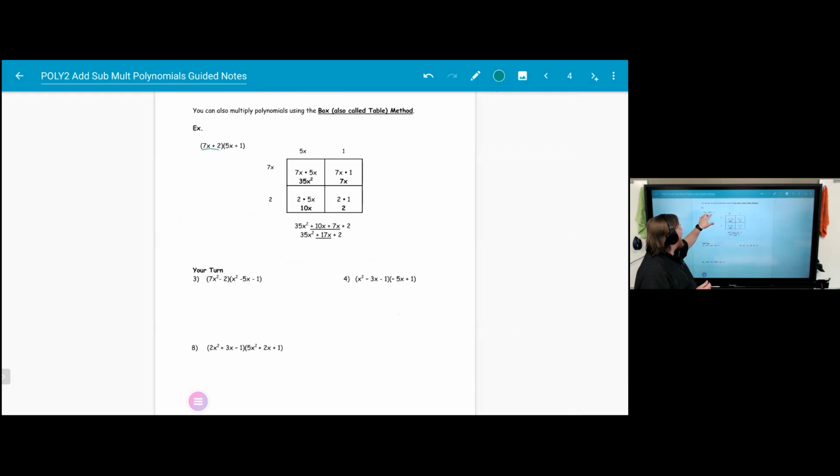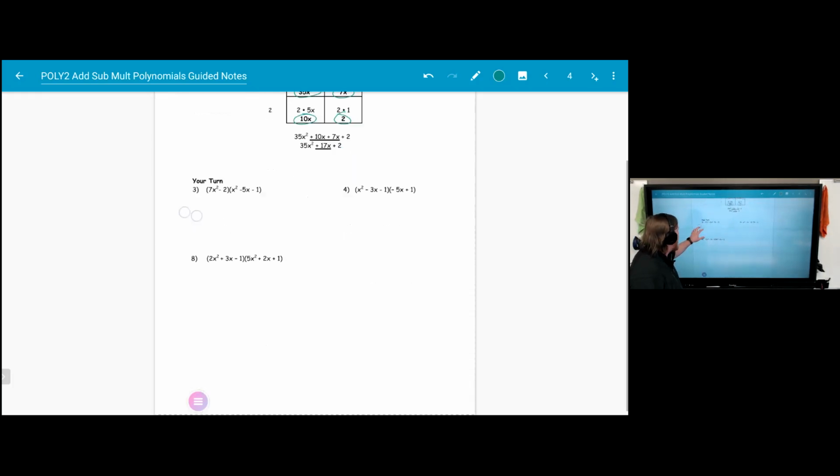But then you take your second one, 5x plus 1. You have two terms. You make that. So it's a 2 by 2. You'll have 4 boxes. You multiply in each of the boxes here. You can see this, 7x times 5x, 7x times 1, 2 times 5x, 2 times 1, and then you combine like terms. You end up with 35x squared plus 17x plus 2. I'll show you how to do that in number 3.